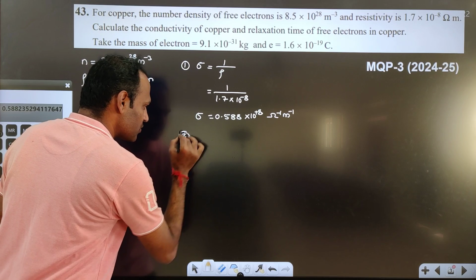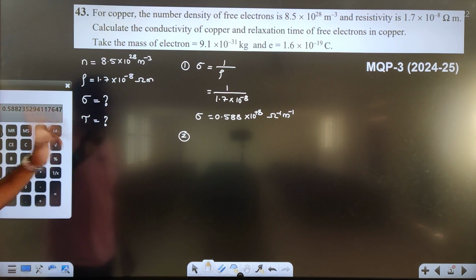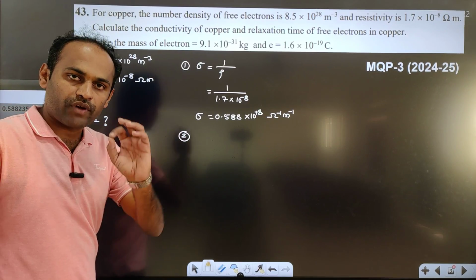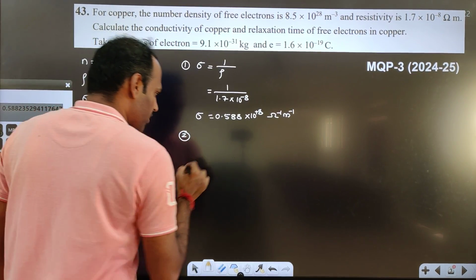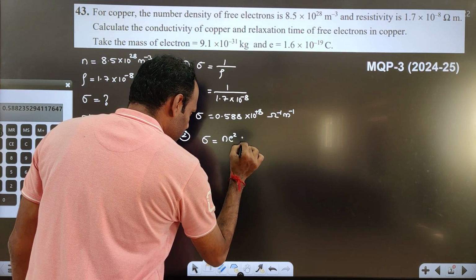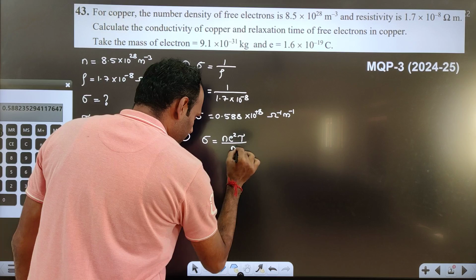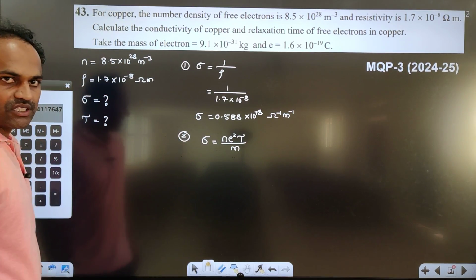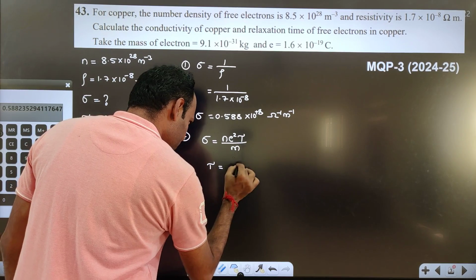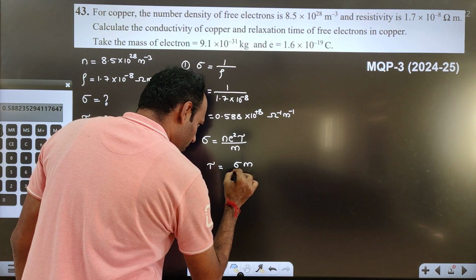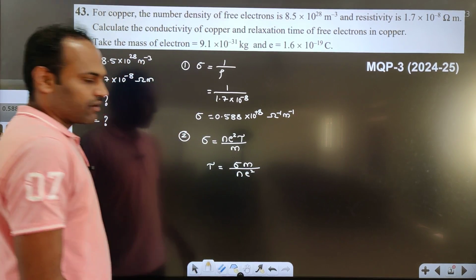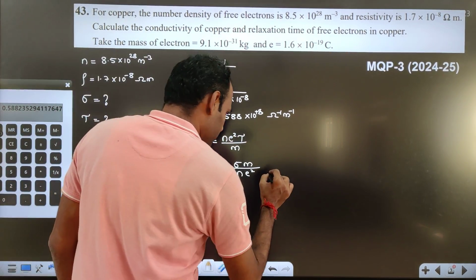Second, they are asking us to calculate relaxation time. Relaxation time appears in the formula of conductivity. The formula of conductivity is sigma equals n e square tau divided by m. So we need relaxation time: tau is equal to conductivity into mass of electron divided by electron density into e square. Correct? Substitute the values now.